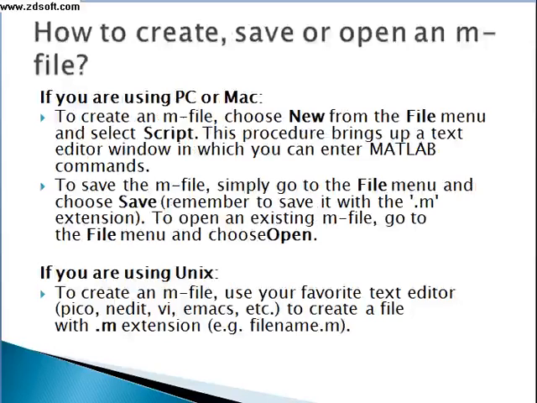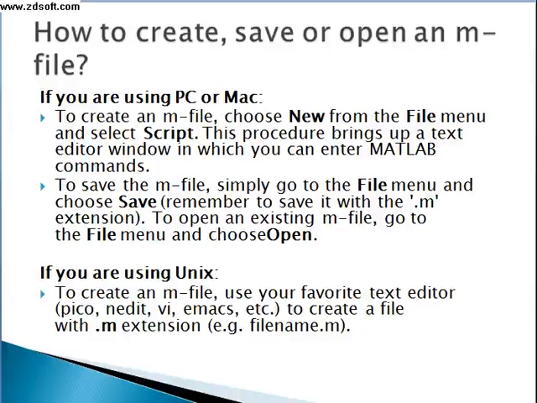Now, how to create, save or open an M file. If you are using a PC or Mac, then to create an M file, choose New from the File menu and then select Script. This procedure brings up a text editor window in which you can enter the MATLAB commands. After that, to save this M file, simply go to the File menu and choose Save. Remember to save it with the .m extension.